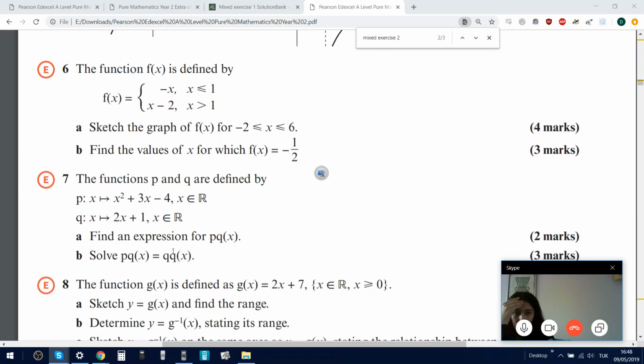So the way it works is, you see how for the top one x is less than or equal to 1? Yeah. So you would sub -2, -1, 0 and 1 into this one, y equals -x, and you would sub 2, 3, 4, 5 and 6 into this one. Yeah. So it's two different graphs, and you would do that. Are you confident enough with that? Yeah. How would you do part B?